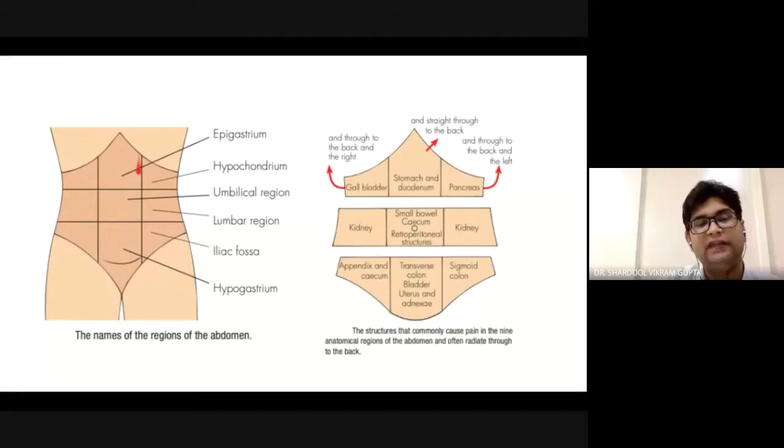Two vertical lines are basically mid-clavicular line to mid-inguinal point. There are two lines like this on both the sides, and there are two horizontal planes. One is the transpyloric plane, which is midway between xiphisternum and umbilicus, and the transtubercular plane.